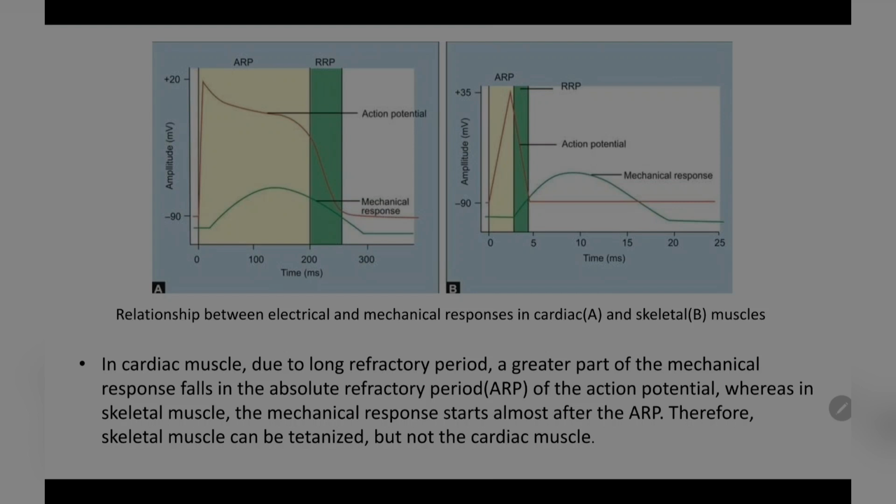We can see it in diagram A. There is an additional relative refractory period of about 50 milliseconds during which the muscle is more difficult to excite than normal. Nevertheless, it can be excited by a very strong excitatory signal like premature contractions. Though the premature contractions do not cause wave summation as occurs in skeletal muscle.